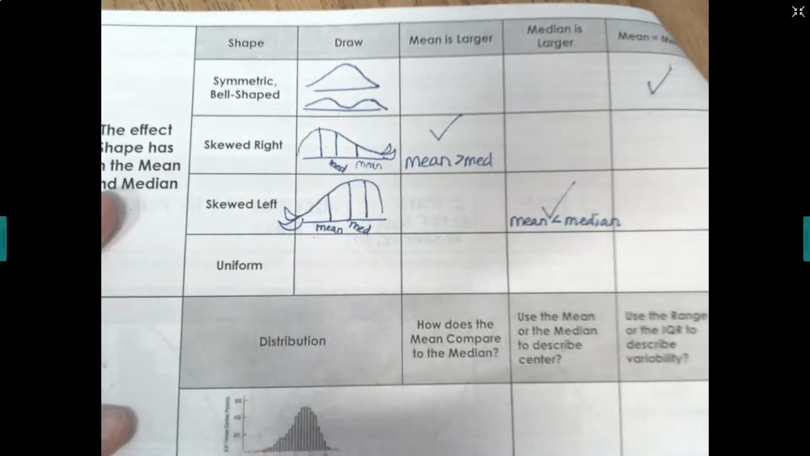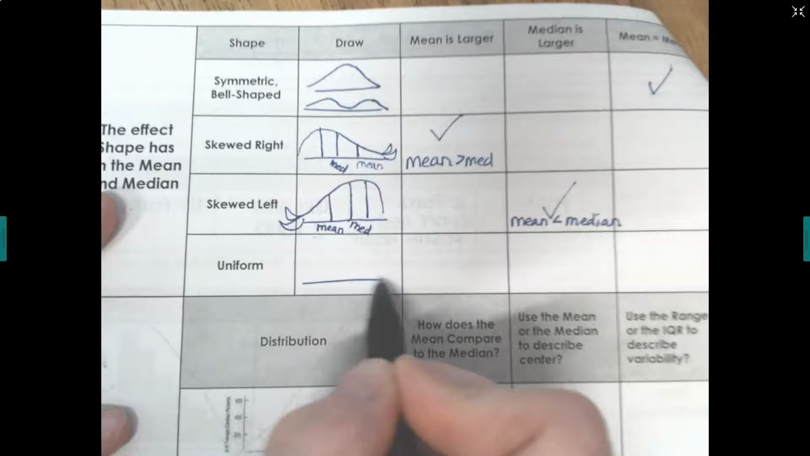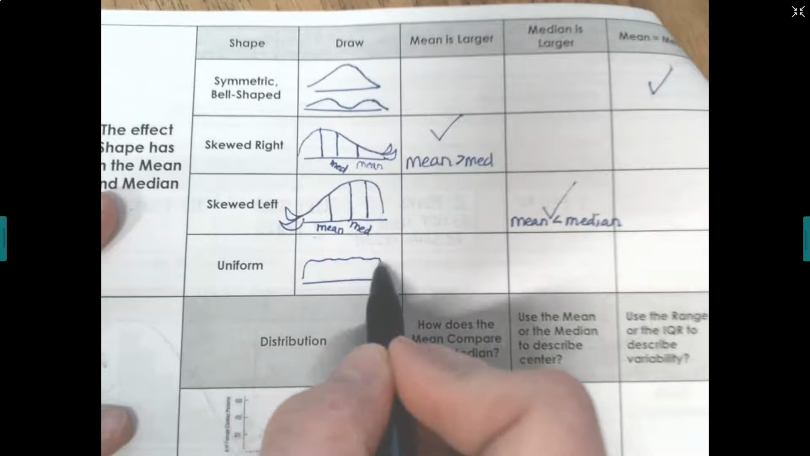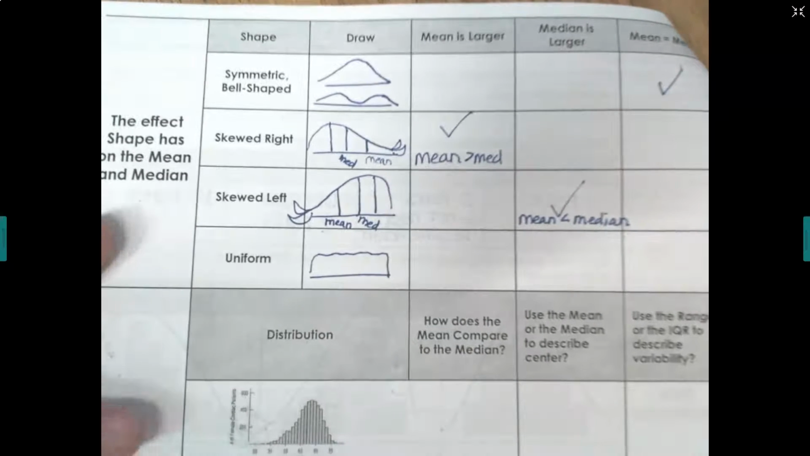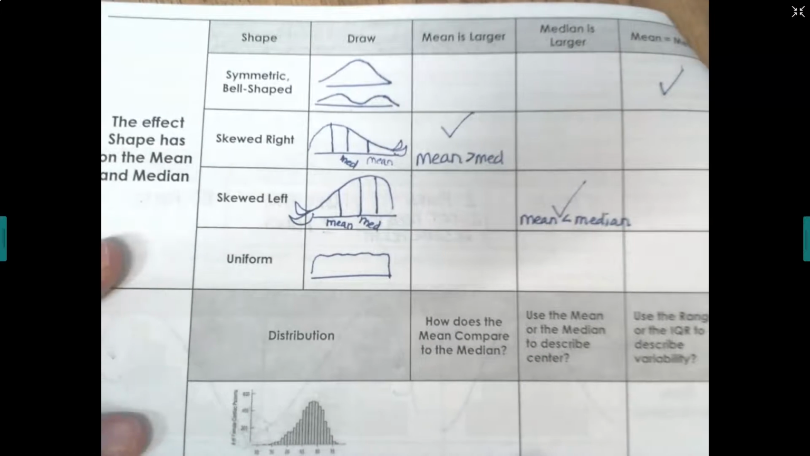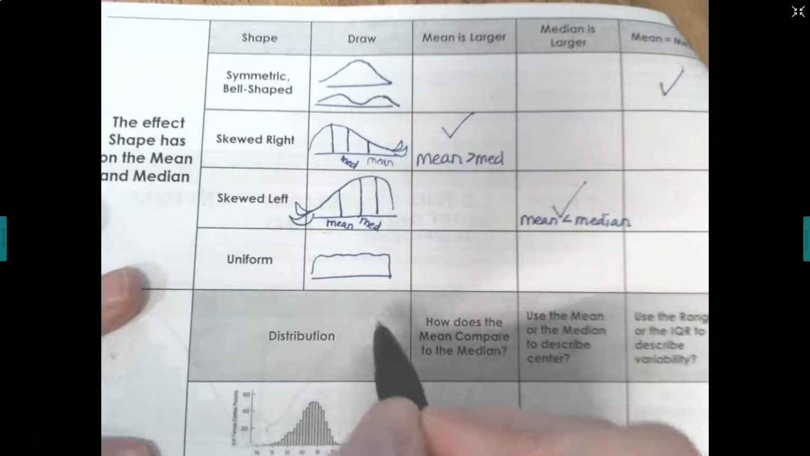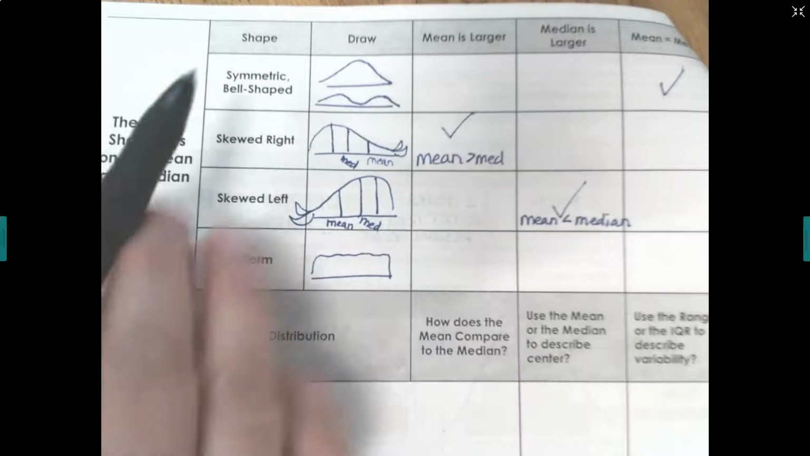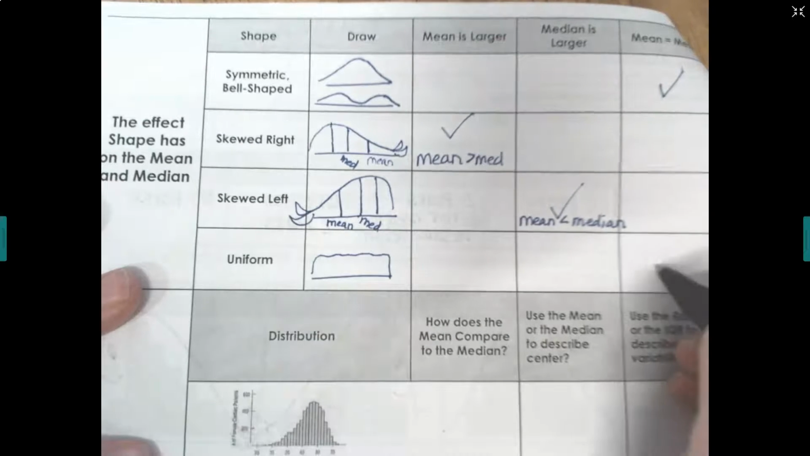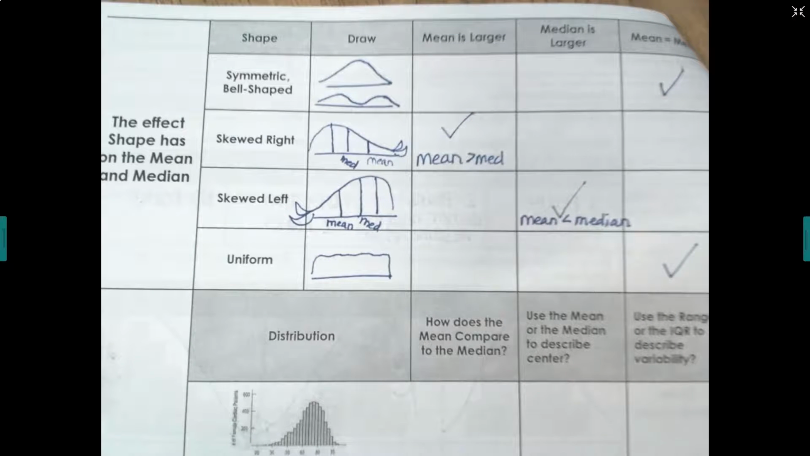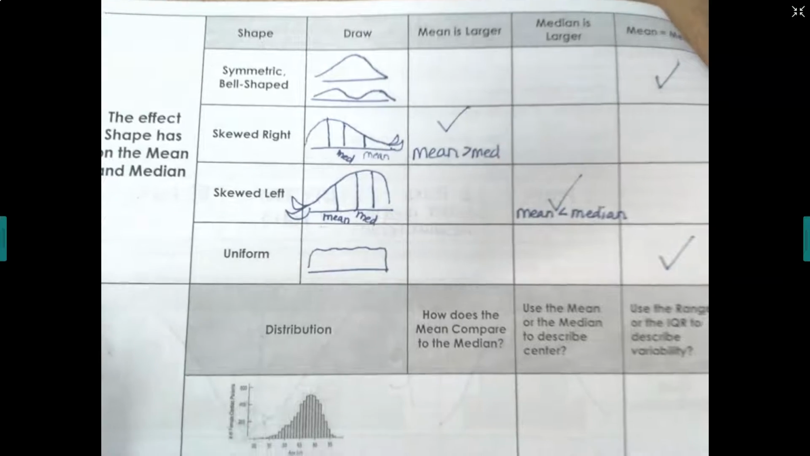Okay? Now our uniform is when it's pretty much flat across the top. Remember, when we were discussing, uniform is also symmetric. Well, whenever you're symmetric, then your mean is pretty much equal to your median. So we're going to use that and look at some shapes and see how the means and the medians compare. All right, so here we have a shape.